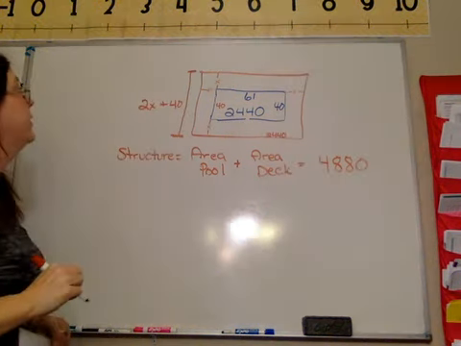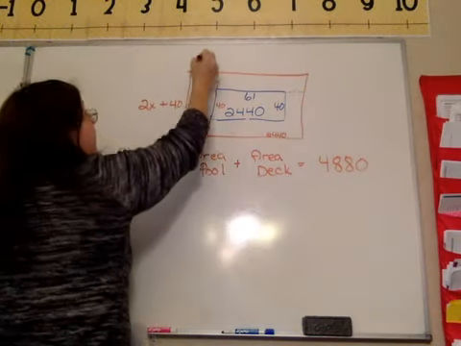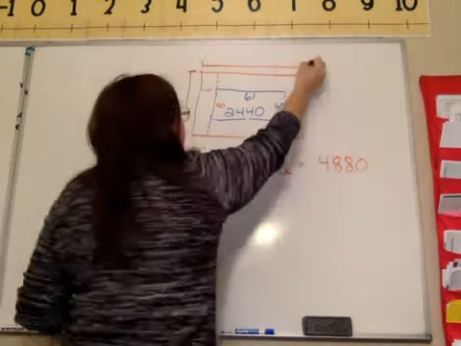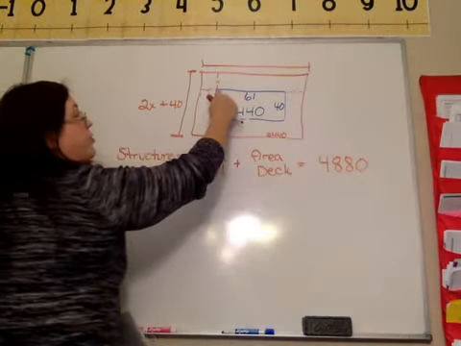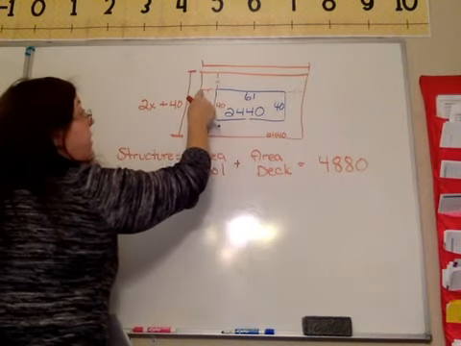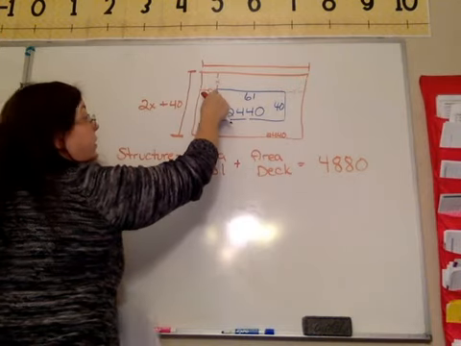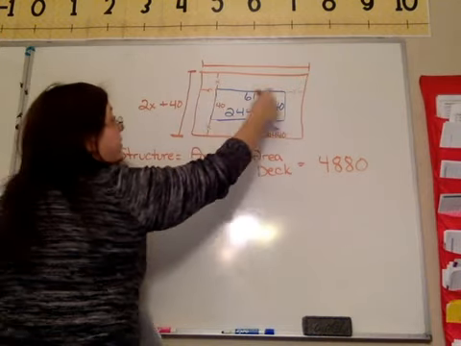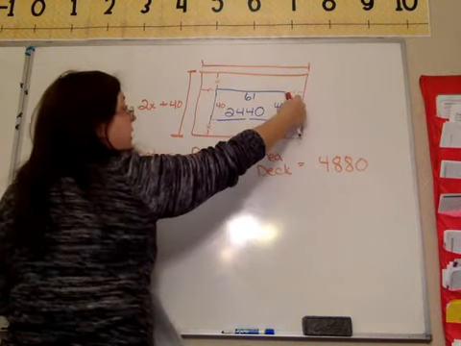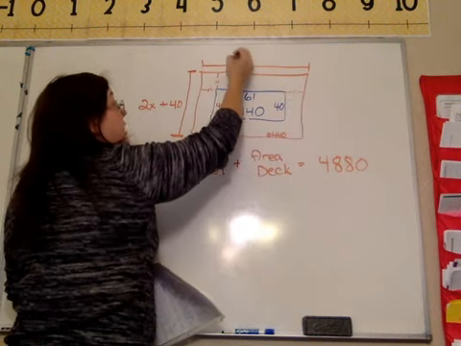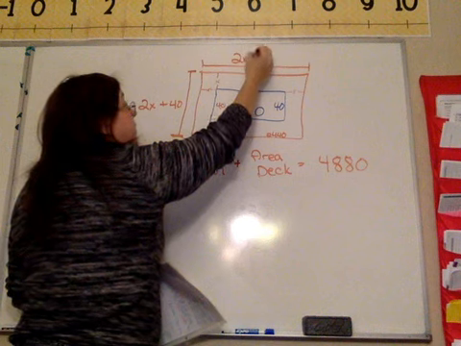Okay? Now, if we did it for the other side, look what we have. We have the original pool, which is the 61, but then we have the width of the deck, whatever it is. So we have x plus the 61 plus x. Again, when we add our x's, it's 2x plus 61.